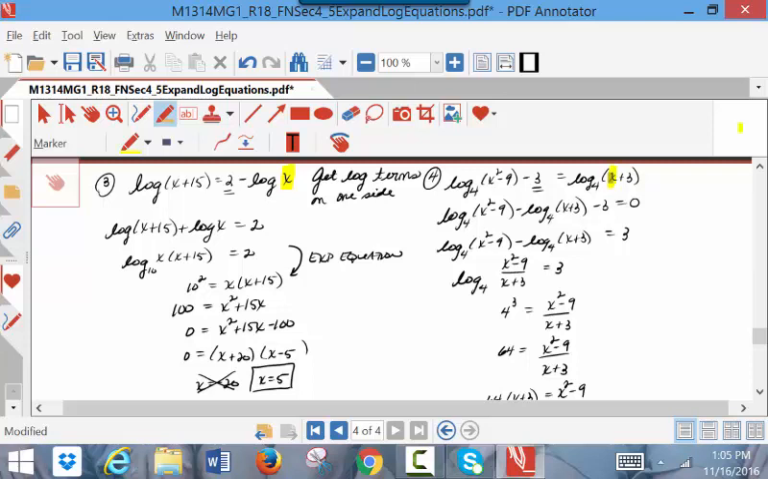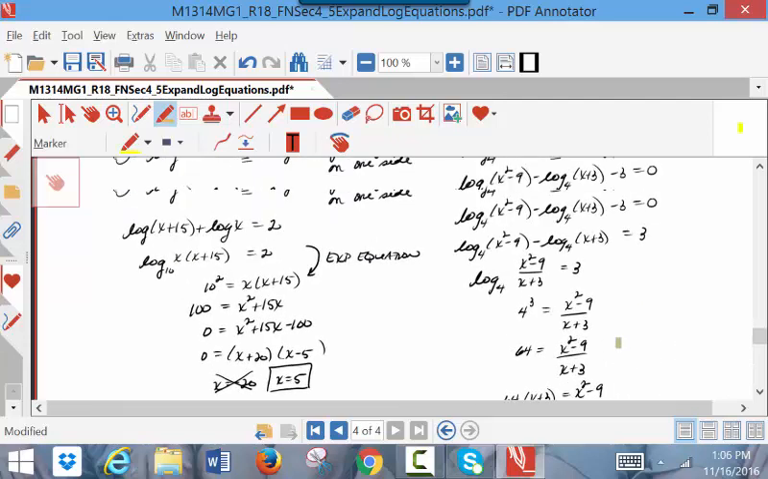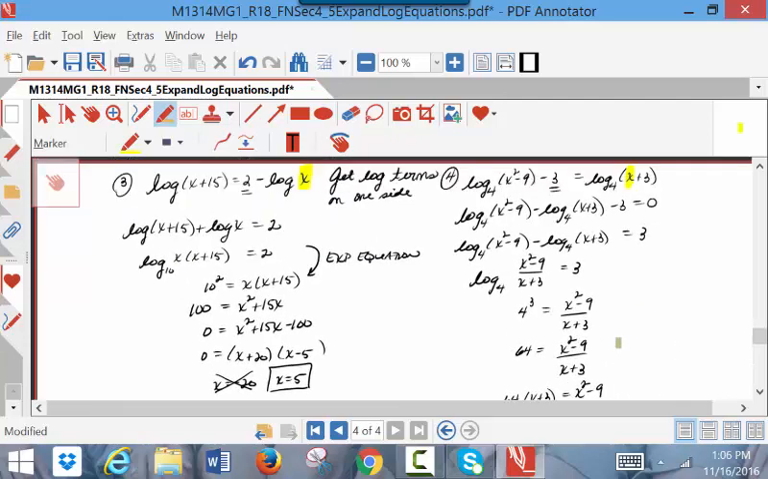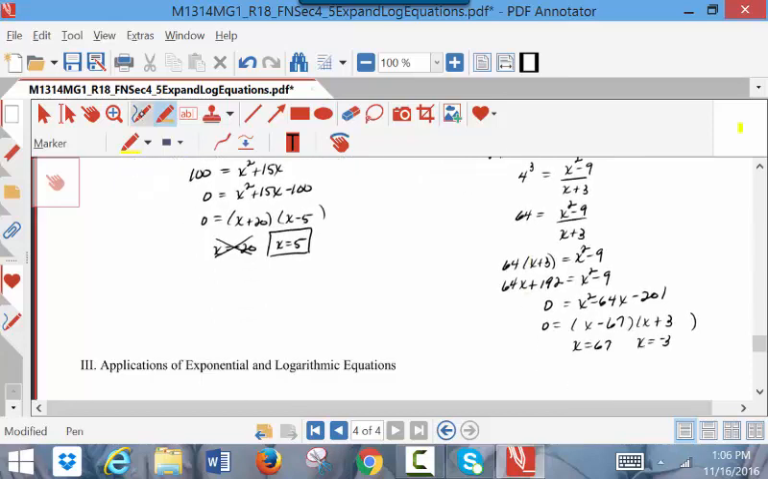It cannot be 0 either. So the negative 3 doesn't work, and the other one was a big old number, 67. 67 is definitely good. So we get to have the 67, but we do not get to have the negative 3. Going back, checking to see if they're going to be okay in our logarithms. Yes, it is. All right, so applications.